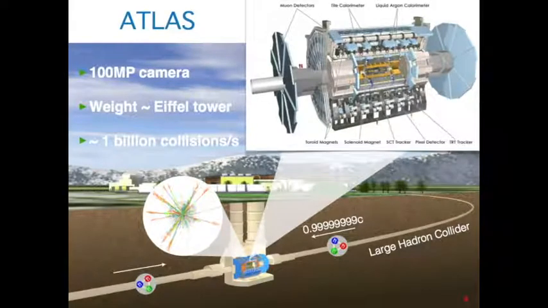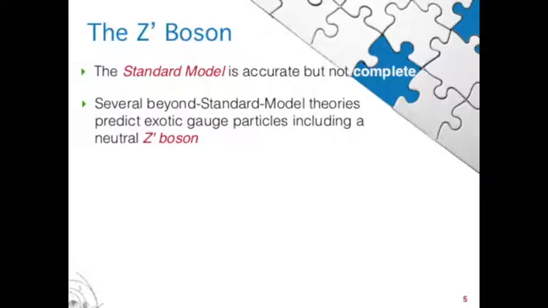The Atlas detector, we've heard a little bit about this tonight. I like to think of it as a 100 megapixel camera, except that it weighs as much as the Eiffel Tower. And it's trying to keep track of about 1 billion proton-proton collisions per second. So this is truly an amazing machine.